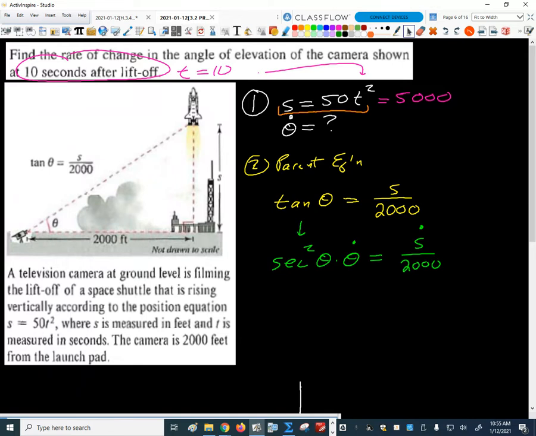Now we have some other information here about this triangle. We know that the horizontal distance between the camera and the rocket is 2,000 feet, but we're not going to include that in our snapshot values. That just stays on our picture, because that's not a variable. That's a constant. It never changes. We only want to put the values of the variables and the rates up here.